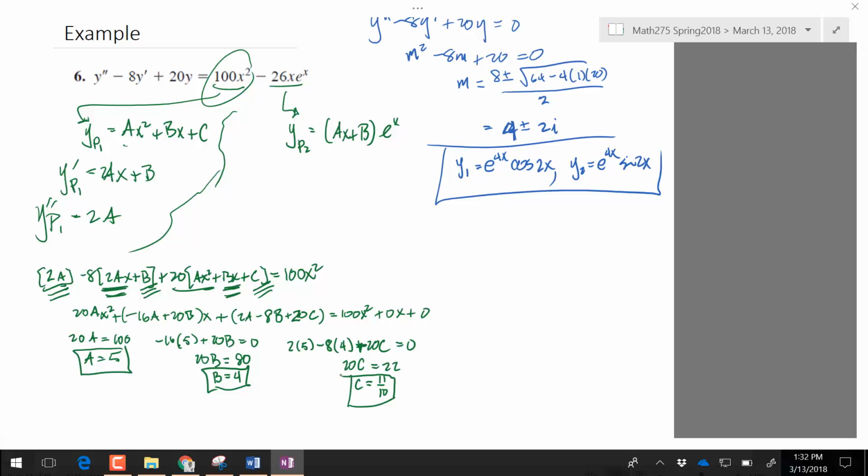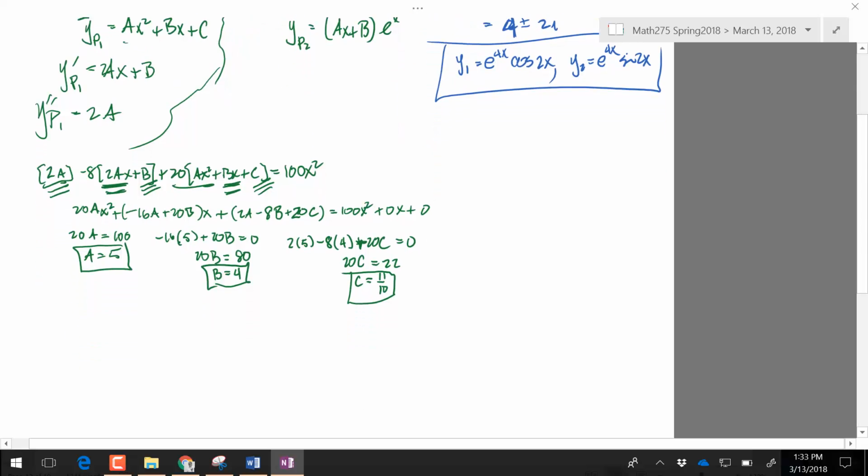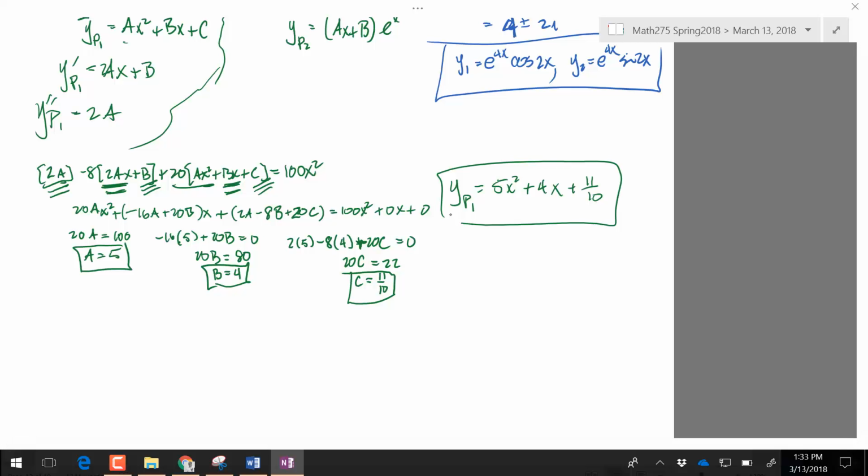All right. So we have our particular solution, let's call it y sub p1. The first part of our particular solution is going to be 5x squared plus 4x plus 11 over 10.